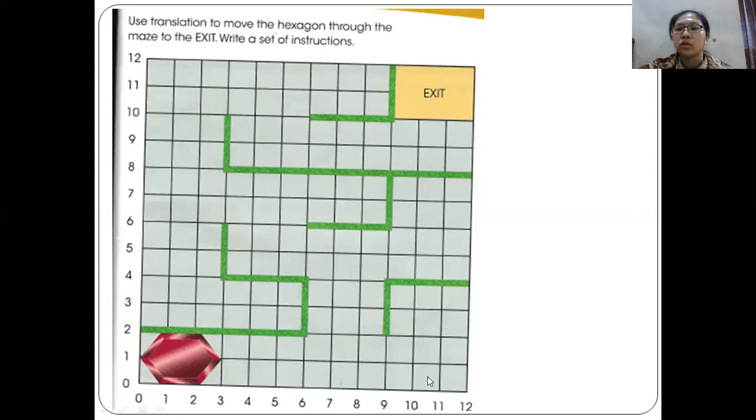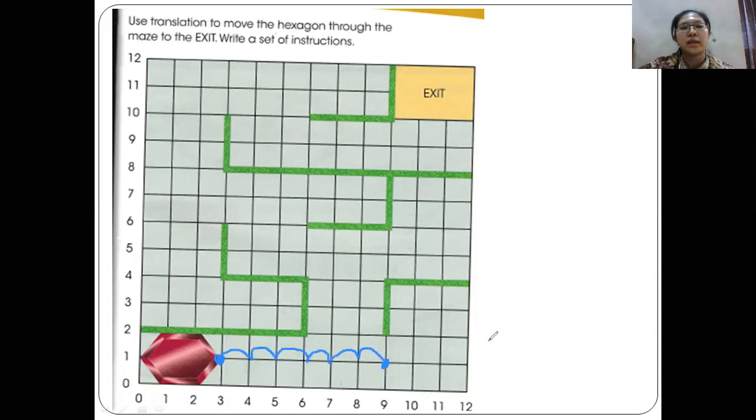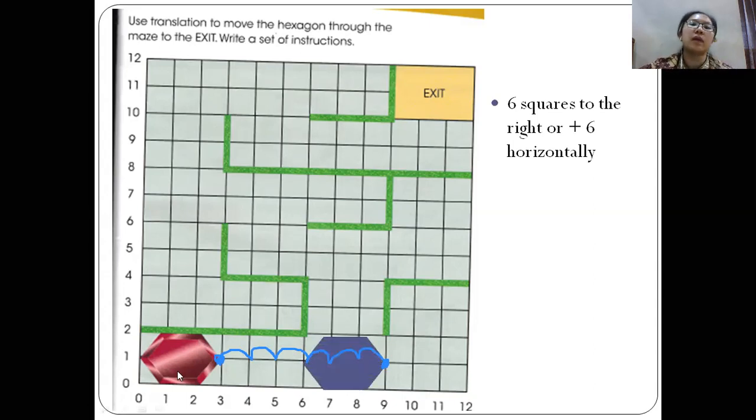So how many units do I have to move it? I'm going to move this point up to here so that I can have the hexagon here. How many units is it? 1, 2, 3, 4, 5, 6. I need to move it 6 squares to the right side. So you can write 6 squares to the right, or you can write plus 6 horizontally. When you move 6 squares to the right, the hexagon will have moved here.